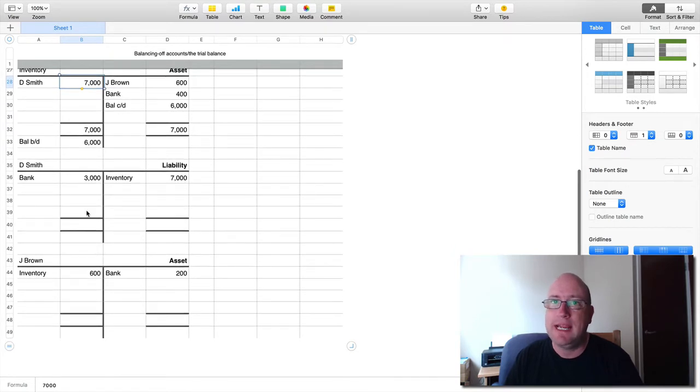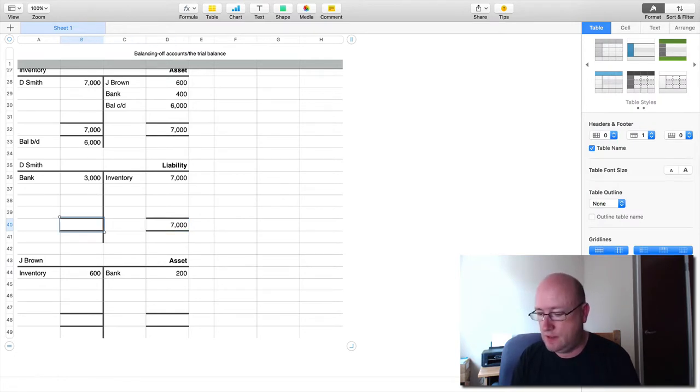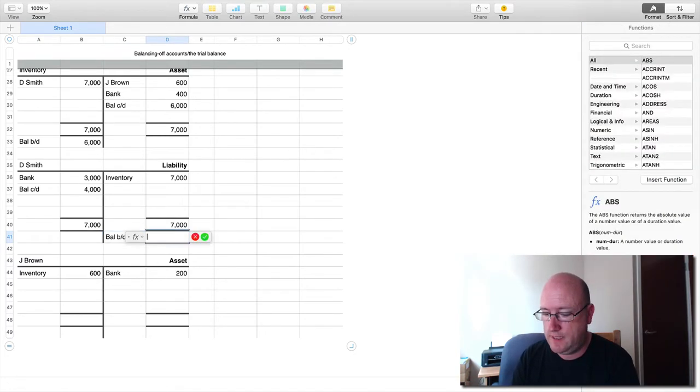And similarly, in the D Smith account, we've got inventory on the credit side of 7,000, which is the higher amount. So we're going to put 7,000 in there. We know it's got a balance, so we're going to put 7,000 in there. And so therefore the difference is 4,000. So I've got 4,000 in there. Balance carried down is 4,000. And on the opposite side, balance brought down is 4,000.